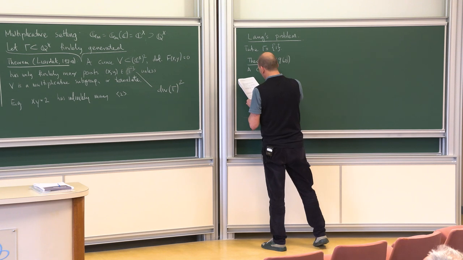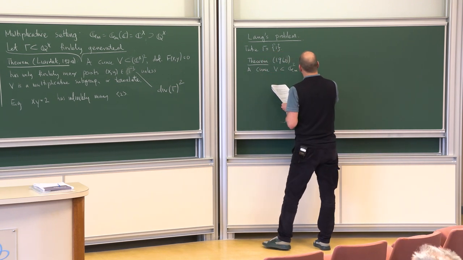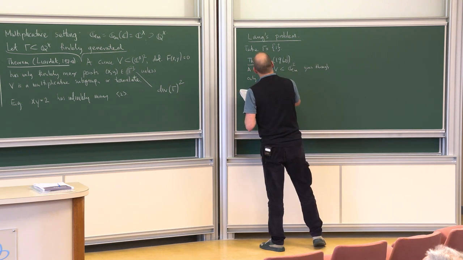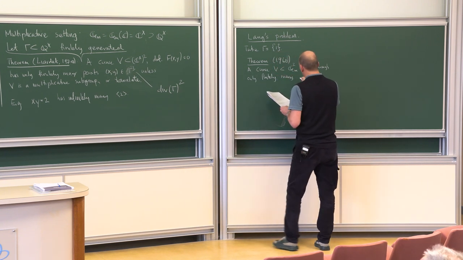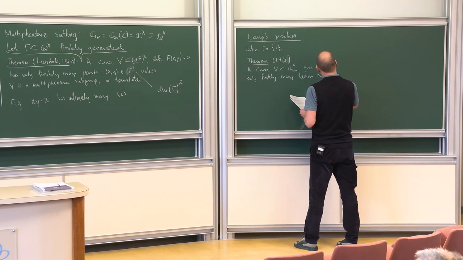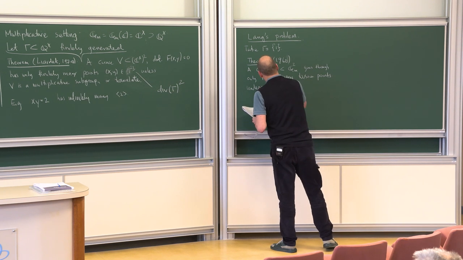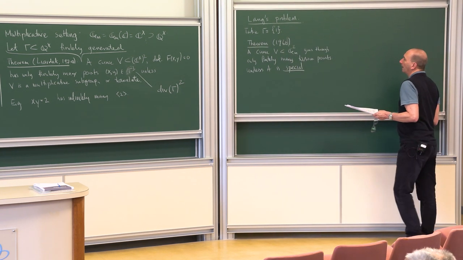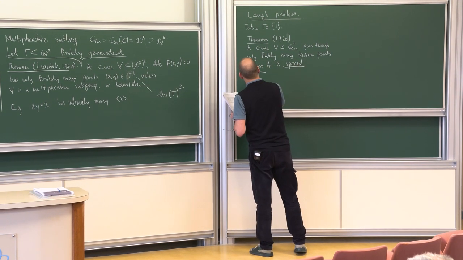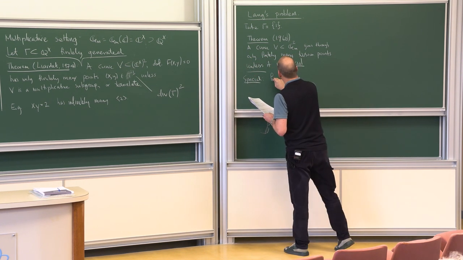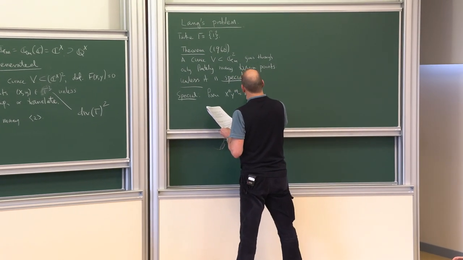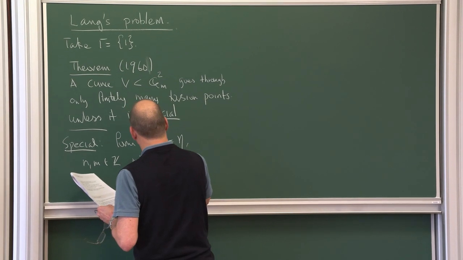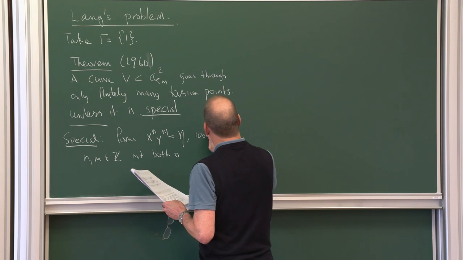A curve V in G_m squared goes through only finitely many torsion points unless it is special. And special means of the form x^n y^m equals eta, a root of unity, where n and m are integers, not both zero. And this eta is a root of unity.